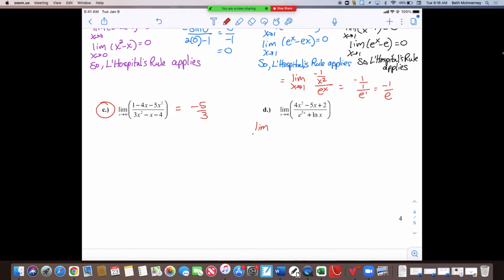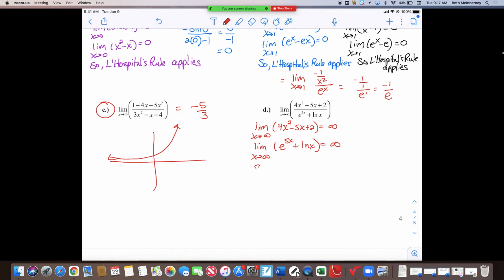Okay, so on this one, when I do the limit, this one's a little different because my limit is x approaches infinity. So that's going to go to infinity, the limit as x approaches infinity of that denominator. Remember, e to the 5x looks like this, so it's going to shoot to infinity. So L'Hopital's rule applies.